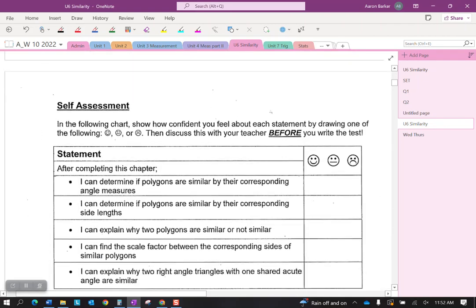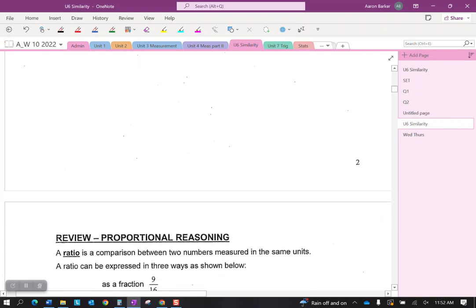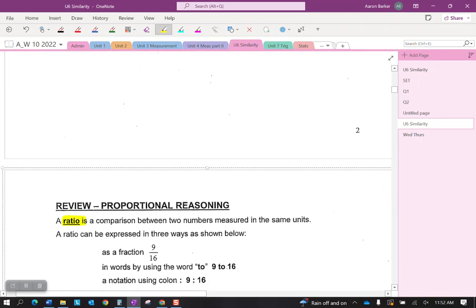So first lesson, proportions. You looked at this before, it's proportional reasoning. First of all, we have our ratio. A ratio is just comparing 2 numbers. So you can write it in 3 ways. Please open this up, page 3. Turn to page 3. First, you can write it as a fraction, or you can write it in words using the word "to". Or you can use a notation by using the colon.